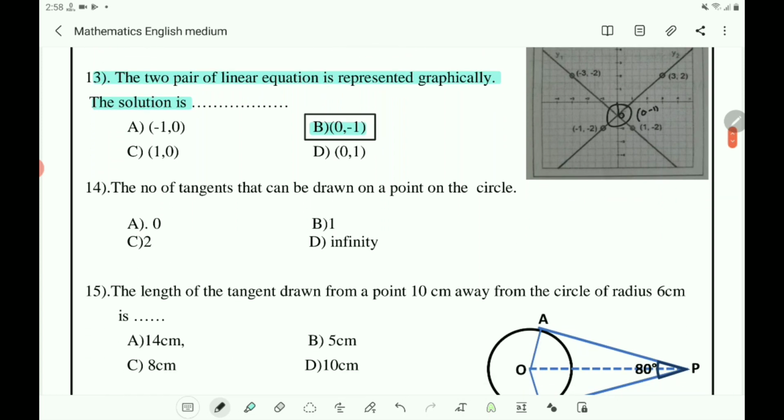Next you take the 14th question. The number of tangents that can be drawn on a point on the circle. Here, if you consider a circle, consider any point on a circle, how many tangents can be drawn on this point to a circle? Here you know that only one tangent is possible. Only one tangent. So what is the answer? Option B is the answer. Note down the answer, option B.